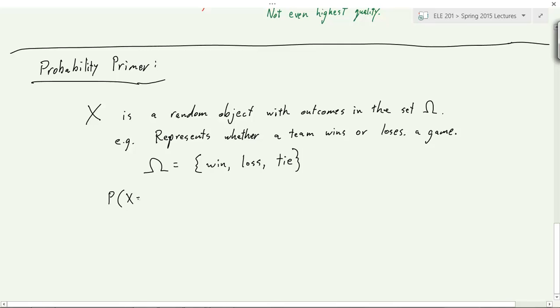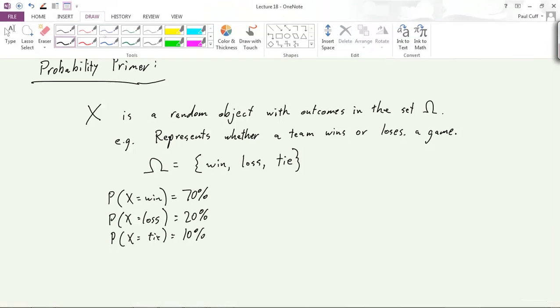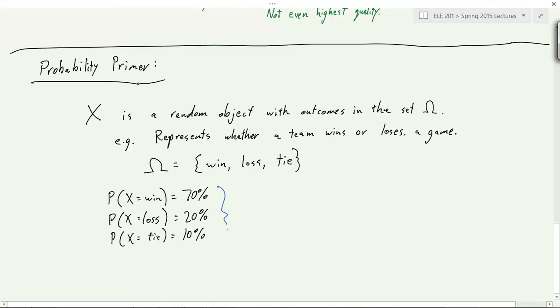Okay, so let me give a concrete example. Suppose I know the probability that X wins is 70%, X loses is 20%, and of course then tie has to be 10%, because the first obvious thing we know about probability is that the probabilities all have to sum to 1. So they're non-negative, can't have negative probabilities, and sum to 1. Okay, first rule.